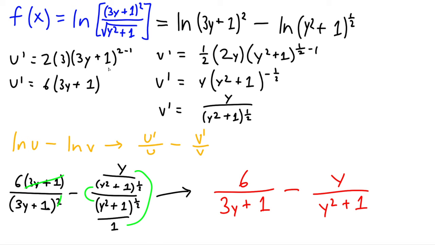Finally, we got the natural logarithm of a fraction, well, a quotient. So once again, using logarithmic rules, we can simplify or make this problem easier by separating these two terms into a subtraction. So we got the natural logarithm of 3y plus 1 squared, minus the natural logarithm of y squared plus 1 to the power of 1 half since it's a radical, right?